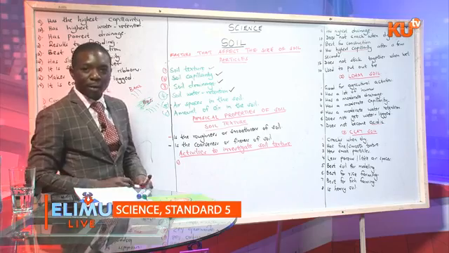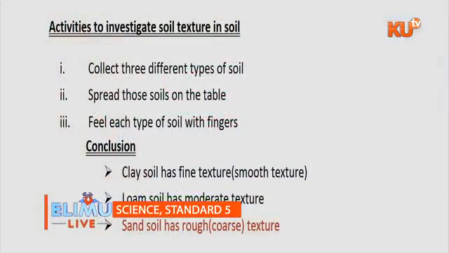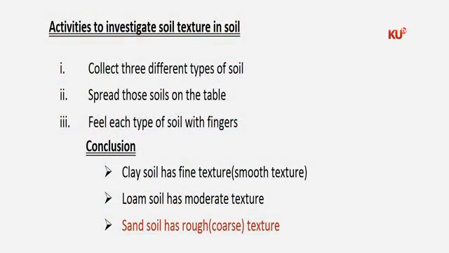The first activity, you are supposed to collect 3 different types of soil. That is activity number 1. Activity number 2, you spread those soils on the table. And then the last activity, you feel each type of soil with fingers. So when you are doing this experiment on soil texture, you use your fingers to feel.